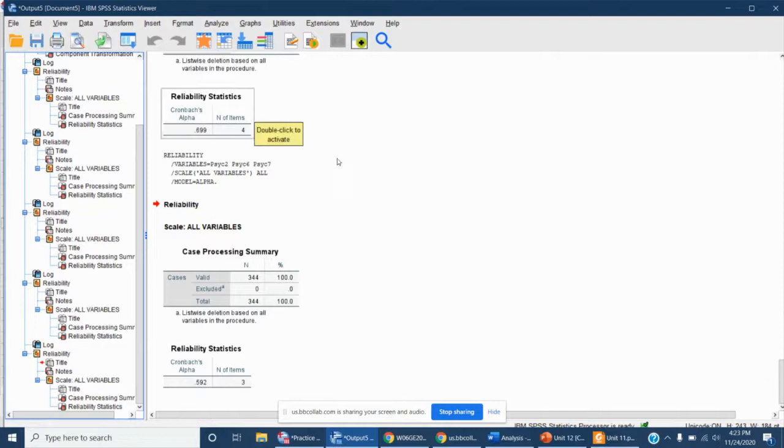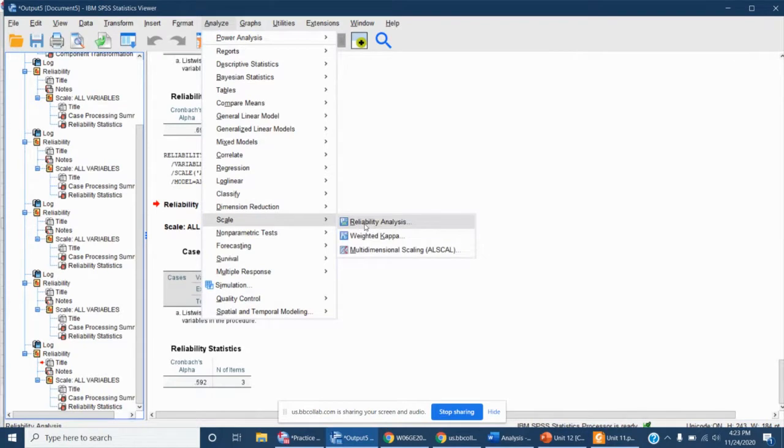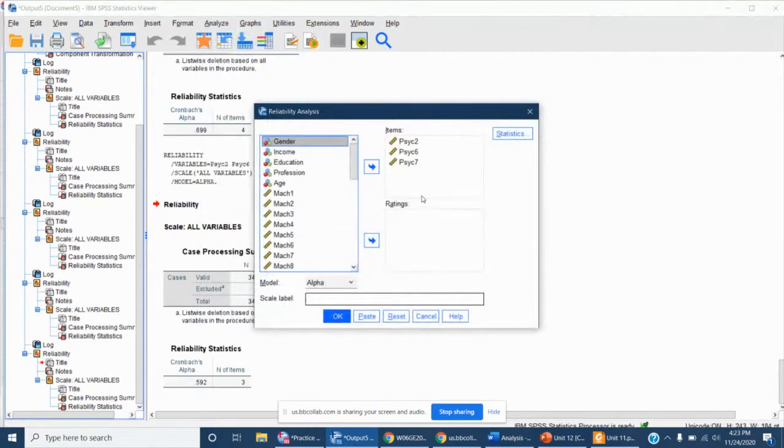So it means that this factor is not that reliable. But which questions are making problems for us? Let us try to find out those questions. So I will go to the reliability analysis again.